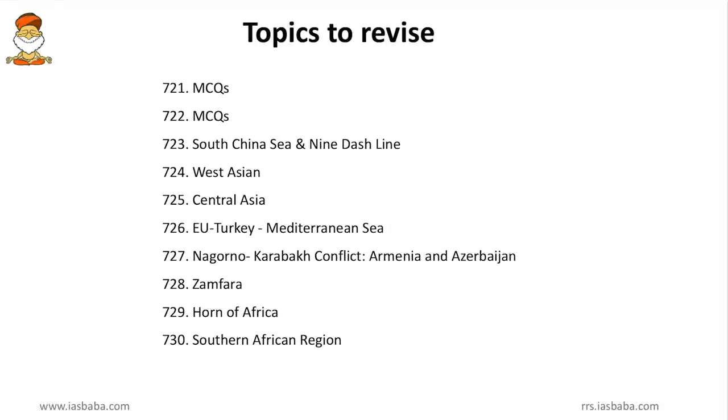The first two, they go with the guesswork as usual. And then the third one, the South China Sea and the Nine Dash Line. Then the West Asian map and then Central Asia. Then the European Union and Turkey, basically the Mediterranean Sea and other areas. Then Nagorno-Karabakh and the conflict of Armenia and Azerbaijan. So in this context, we discuss the Caucasus and other areas.